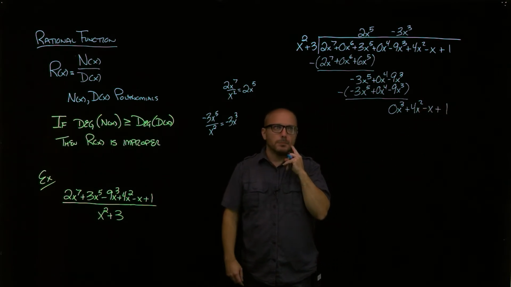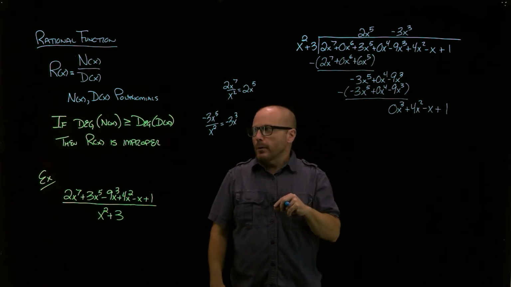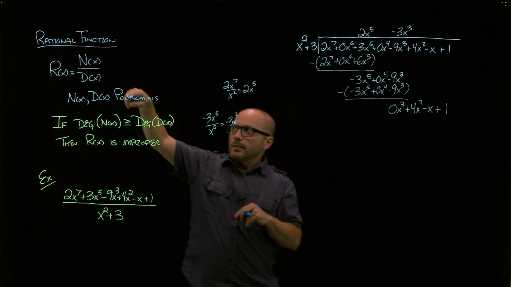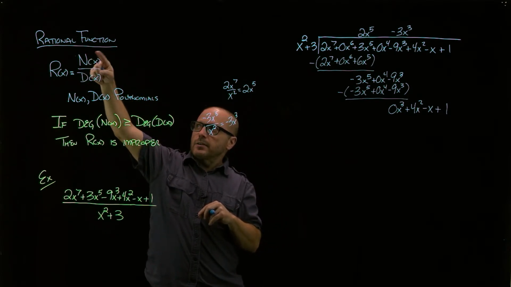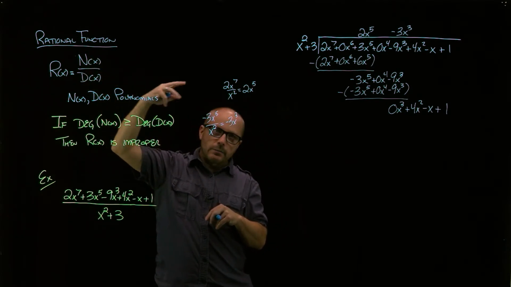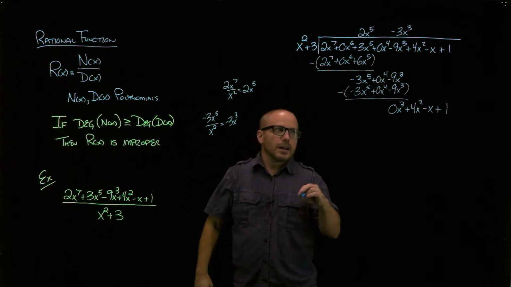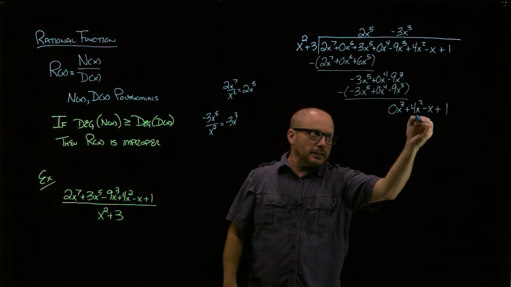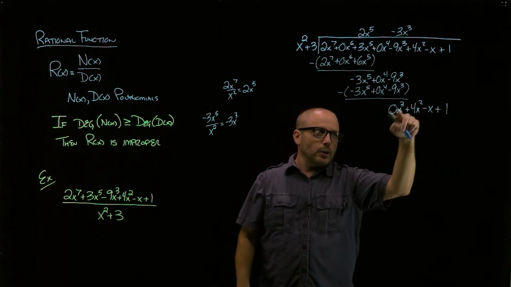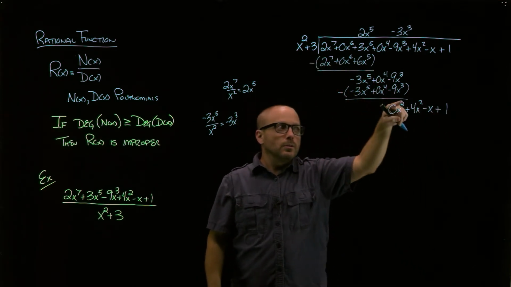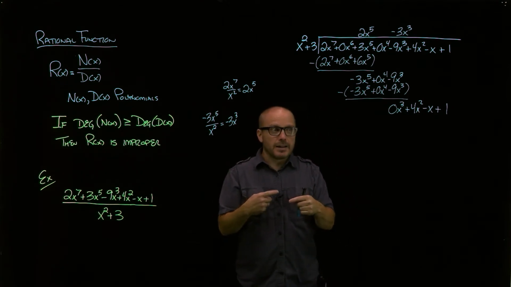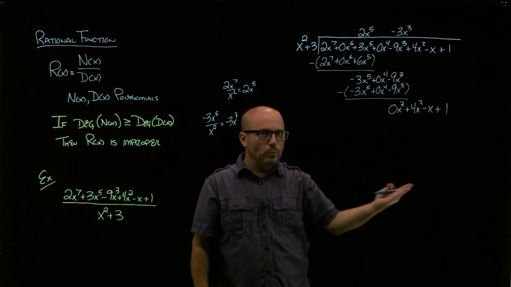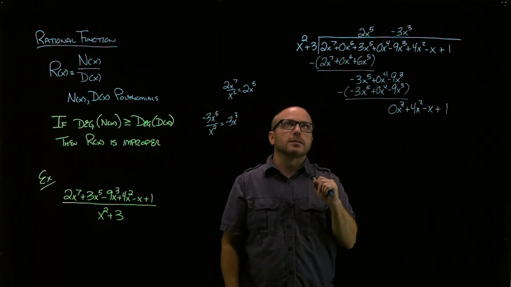Now, when do you stop? Well, remember, let's think about what it means to be improper. The degree on top, if it's greater than or equal to the bottom, it's improper. So as long as the stuff we have left over, we're trying to divide that into this, as long as this polynomial is of degree 2 or greater, we can keep dividing. So once this is of lesser degree than this, then we know we're done, and that's our leftover. So we can still keep going.